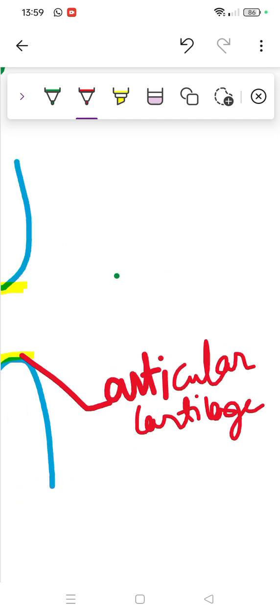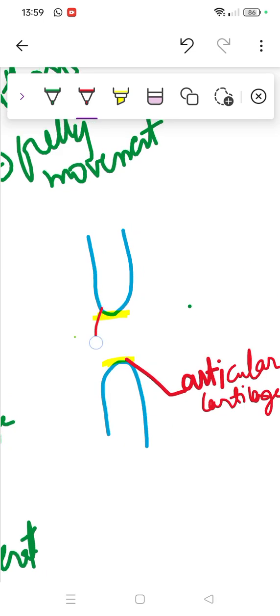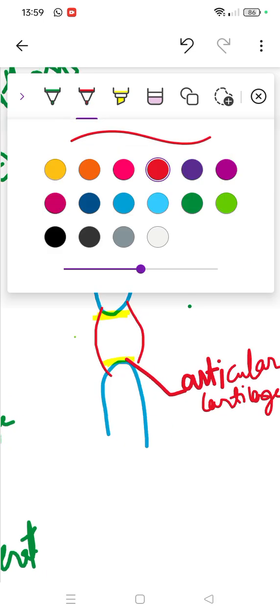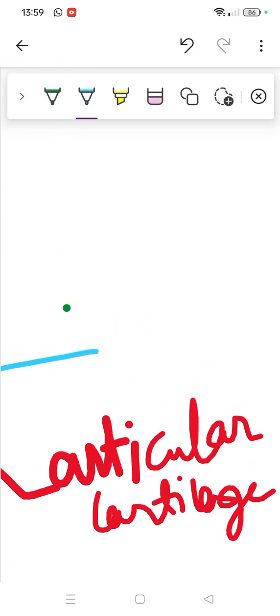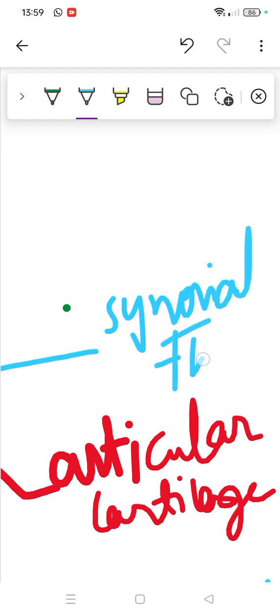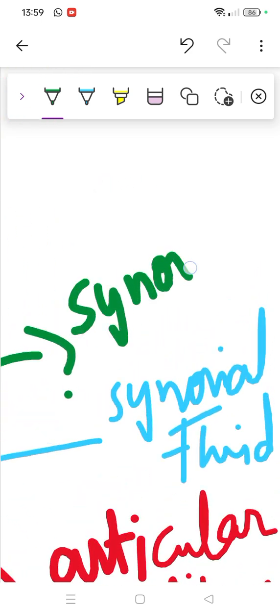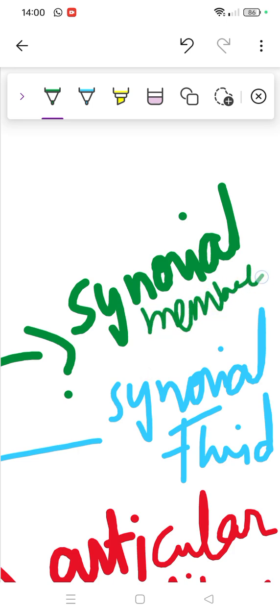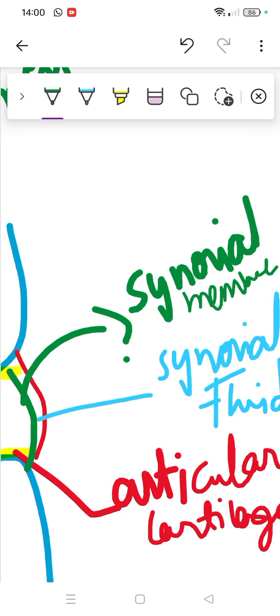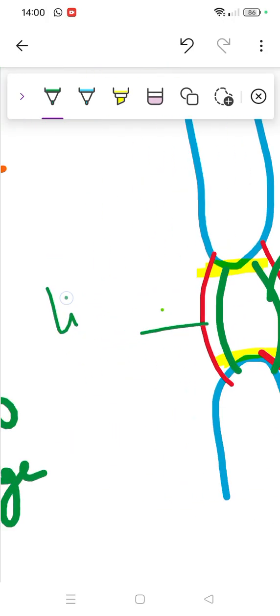Articular cartilage here. Then we have a fluid which is filled inside this cavity. The fluid inside this is called as a synovial fluid. And of course the fluid provides lubrication, so the same function goes here. Then we'll see one more thing here. Another structure is present. This is basically called as a synovial membrane. Synovial membrane, and all these things outside, this structure is basically called as a ligament. So these all are the structures.